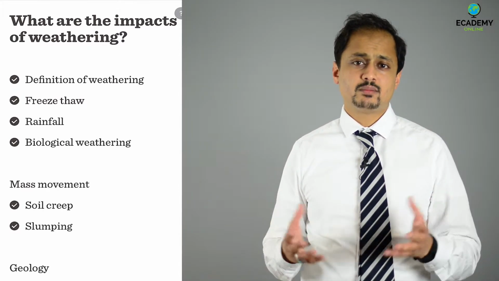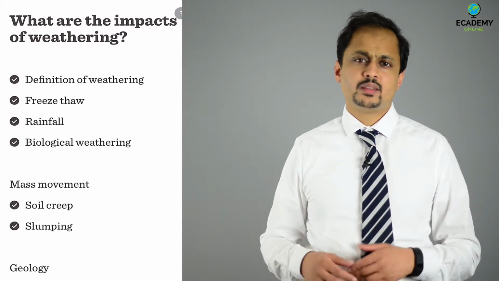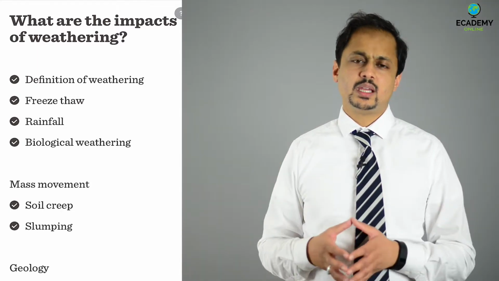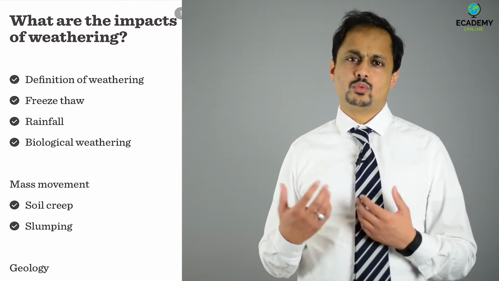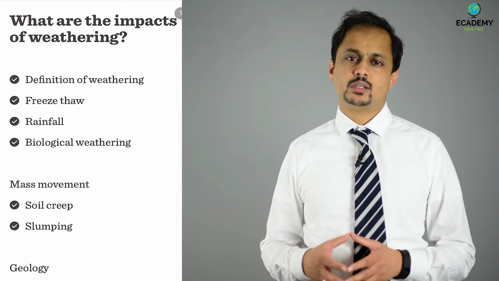Number 2, slumping. This happens when the bottom of the valley side is eroded by the river. This makes the slope steeper and the valley side material can slide downwards in a rotational manner, often triggered by saturation due to rain, which both lubricates the rock and makes it much heavier.